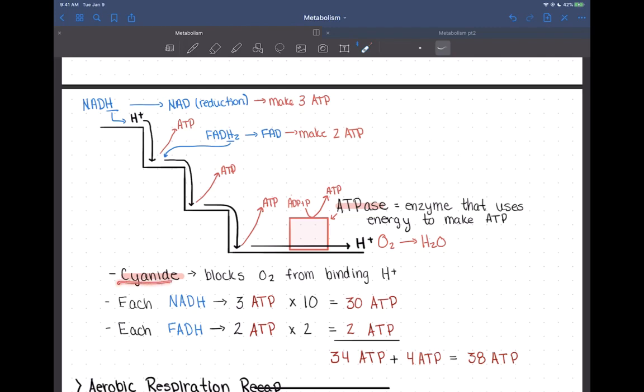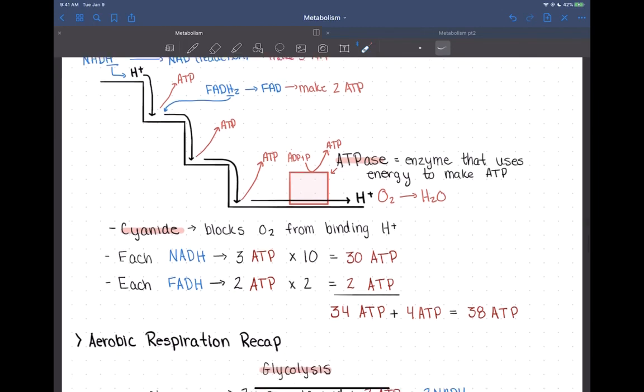So cyanide, which is a poison, is so poisonous because it actually blocks this step, so it prevents this from happening. Oxygen can never bind to hydrogen, and so we end up backing up all of these steps. Your mitochondria end up not being able to make ATP, and then that becomes deadly, because many organs like the heart and the brain require a constant supply of ATP to function.